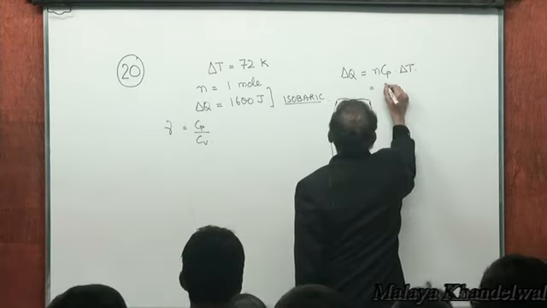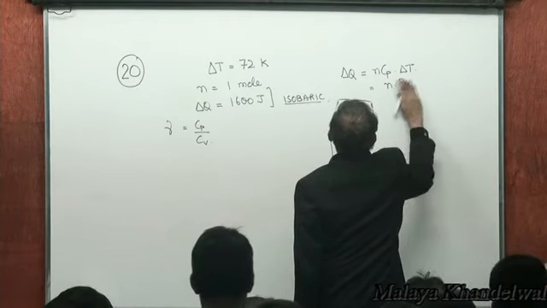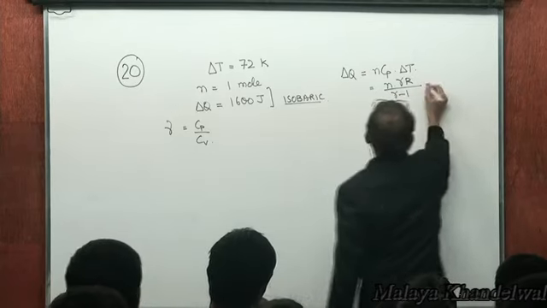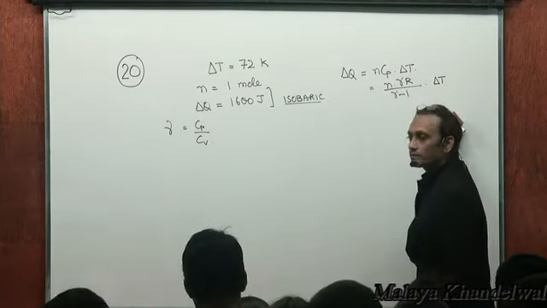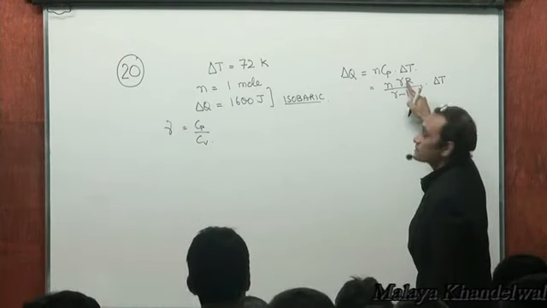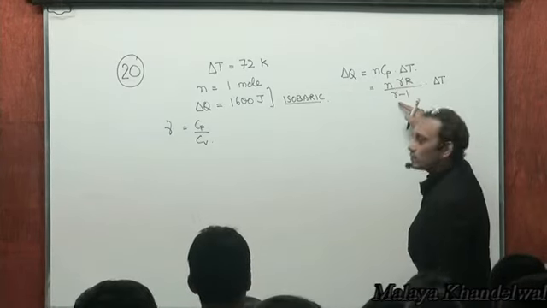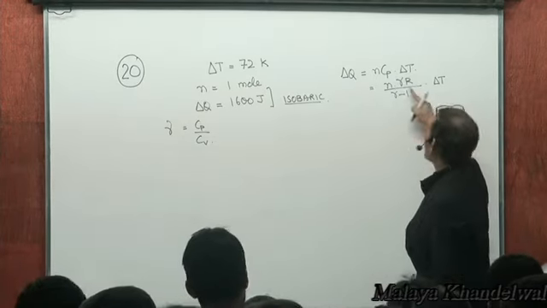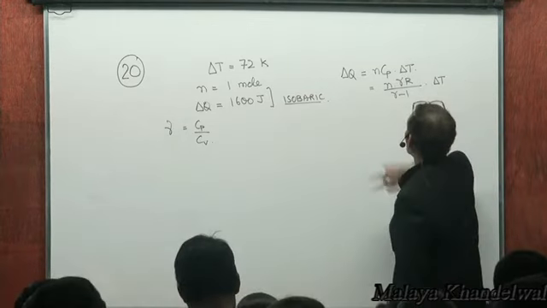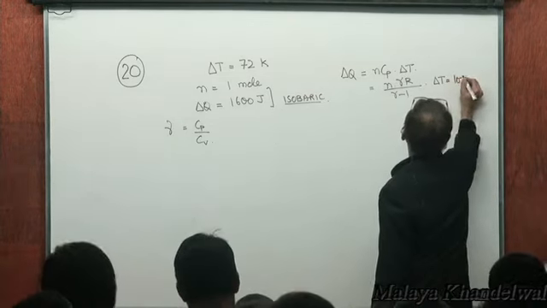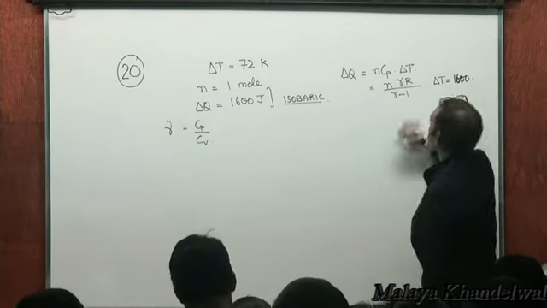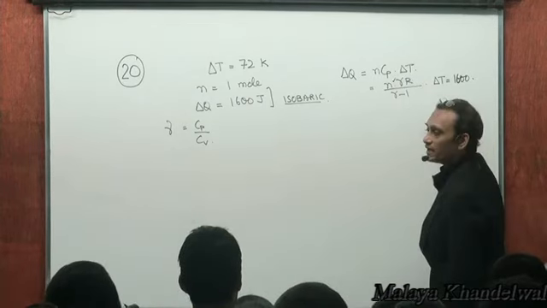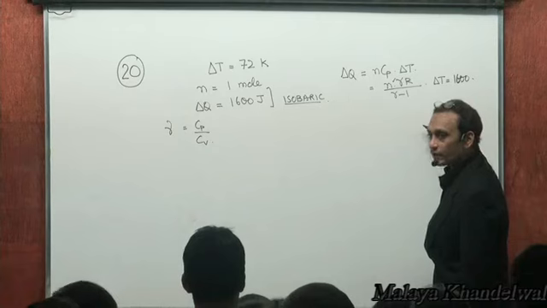Cp is gamma R by gamma minus 1, right? Gamma R by gamma minus 1, that's Cp. N Cp into delta T, N is 1 mole, and that's given to be 1600 joules. Right? And this gives you an opportunity to calculate gamma. Right after this, you can calculate gamma.